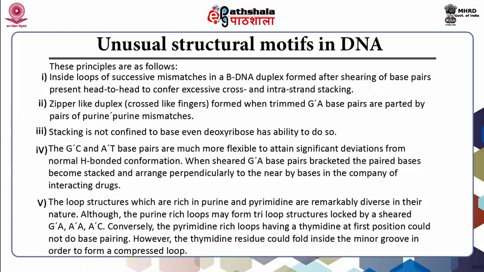The loop structures which are rich in purine and pyrimidine are remarkably diverse in their nature. Although the purine-rich loops may form tri-loop structures locked by a shared GA-AA-AC. Conversely, the pyrimidine-rich loops having a thymidine at first position could not do base pairing. However, the thymidine residue could fold inside the minor groove in order to form a compressed loop.